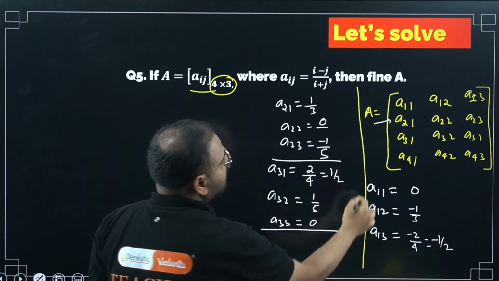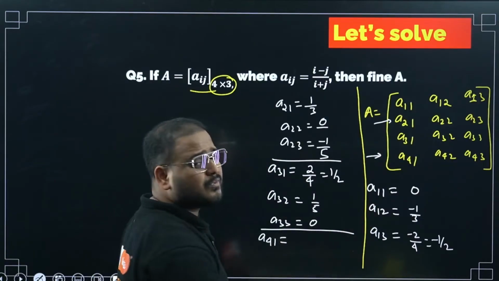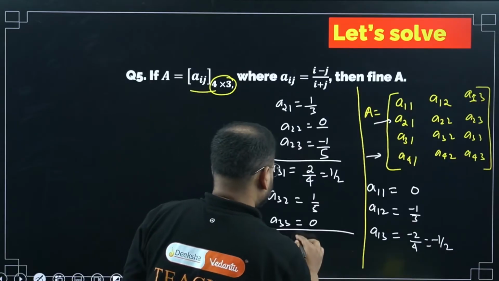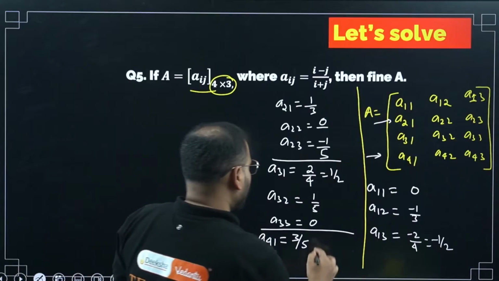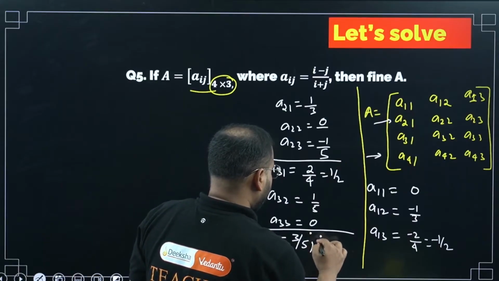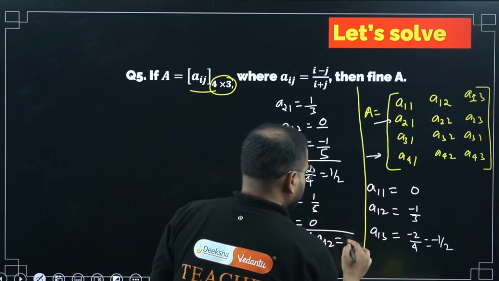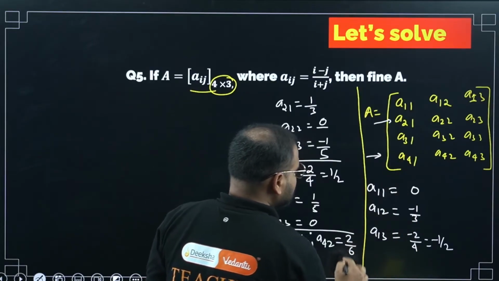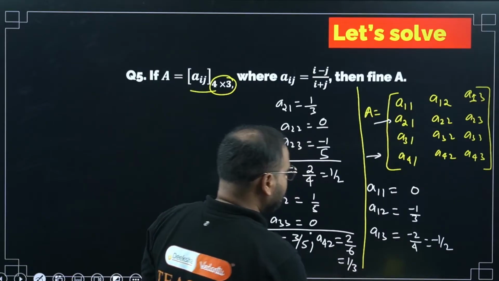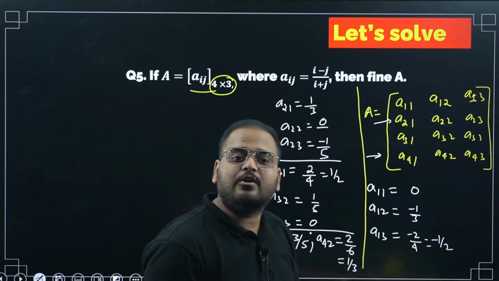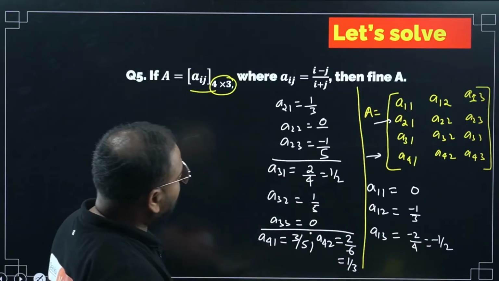Let's go to the fourth row now. A41: 4 minus 1 is 3 and the sum is 5, so A41 is 3 by 5. A42 you can do. The difference will be 2, since 4 minus 2 is 2, and 4 plus 2 is 6. So what is this value? 1 by 3, because 2 by 6 can be divided by 2 in both numerator and denominator, giving 1 by 3.